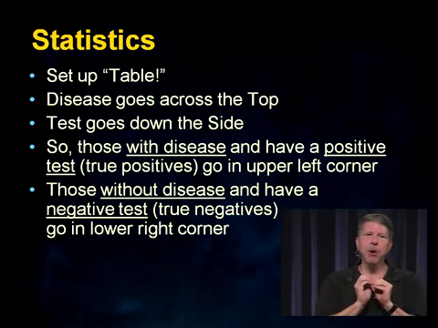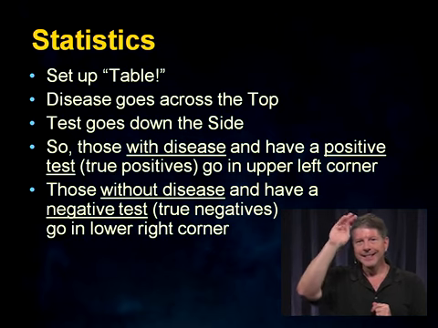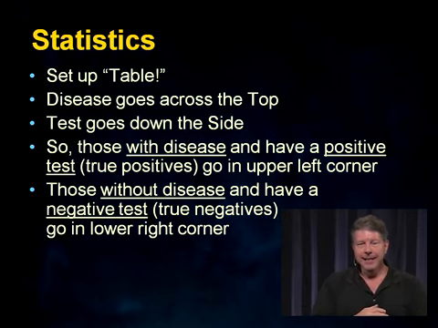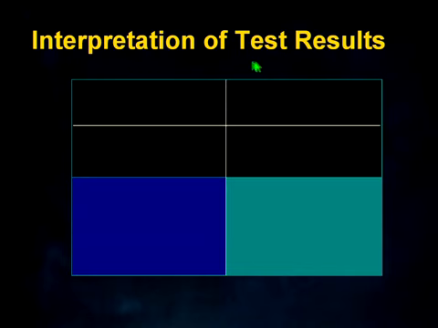Now, here's the first part where people mess up. The first thing you need to do is at the top, above the square, write the word disease. Just write disease up here. And you're going to put a plus sign here, or disease present, and disease negative here, or disease absent. So disease present is going to be this column. Disease absent is going to be this column.